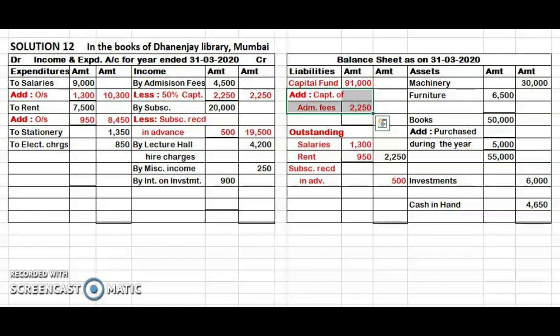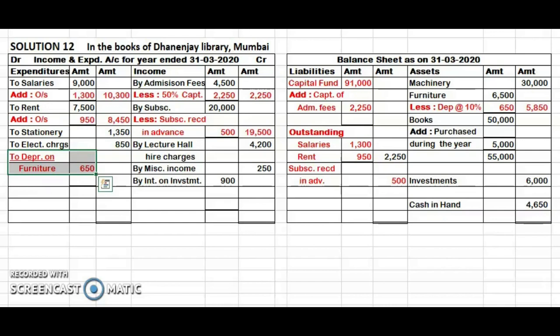Then depreciation on furniture at the rate of 10%, less depreciation 10%, that comes to 650 rupees. So outer column 5,850. And the second effect, income and expenditure account, debit side to depreciation on furniture. The next, depreciation on books. Now here the opening balance of books 50,000 was given in the first adjustment. And we also had books purchased which was shown on the payment side of receipt and payment account. So we add 5,000 books purchased during the year.